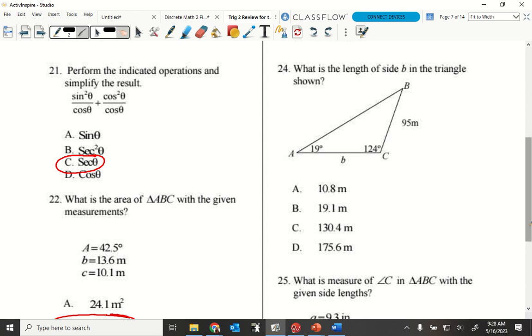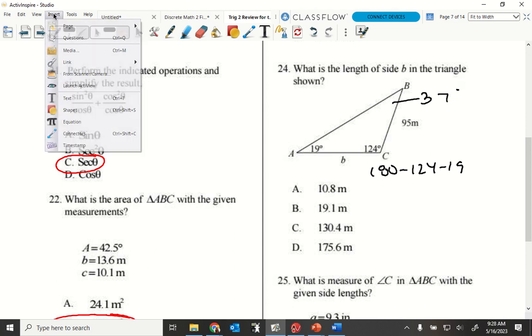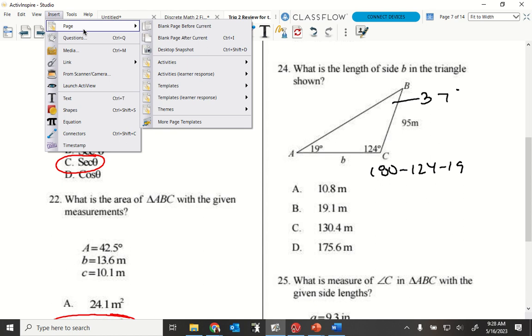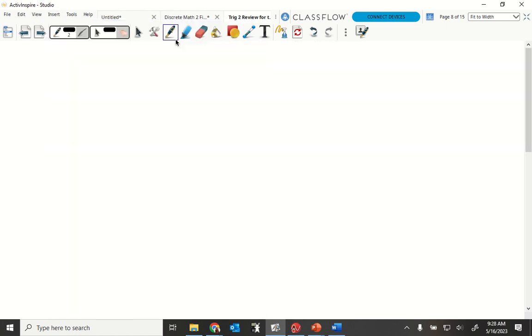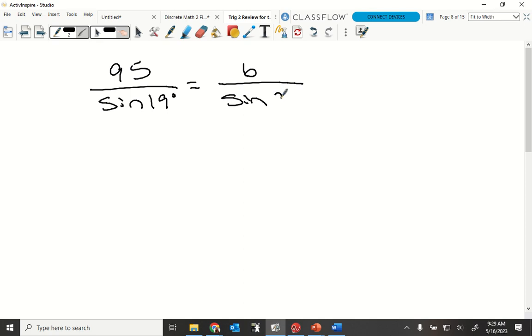And so do a little math. 180 minus 124 minus 19. What's that going to be? 37. Okay. All right. So sine of 37 over 95 equals little b over sine of 19. Oh no, it's the other one. Yeah, 37. Okay. All right.